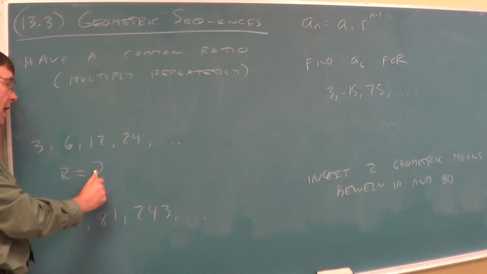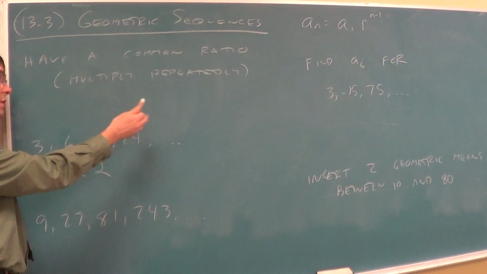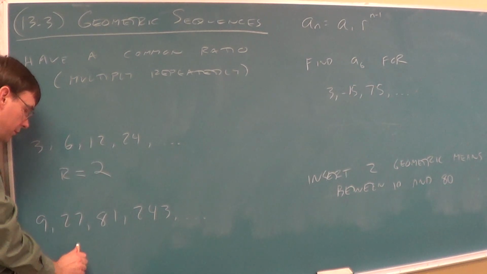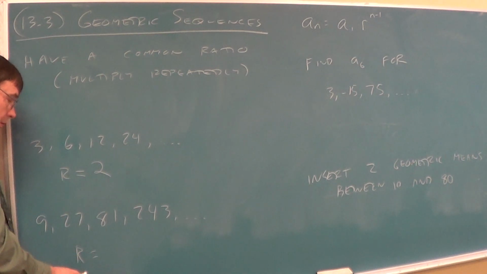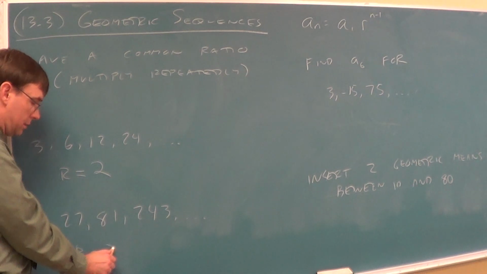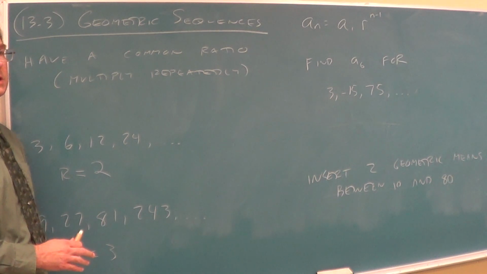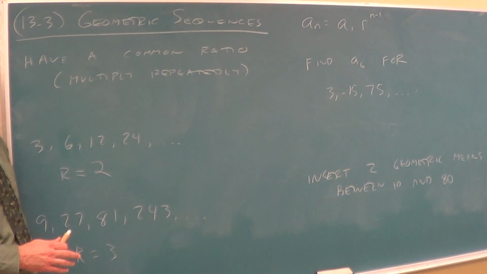2. We're multiplying by 2 every time. Times 2, times 2, times 2, times 2. That makes it geometric. Ratio is 2. Ratio on this one is 3. It's geometric. Ratio is 3. Question about the concept of what puts this into today's world.